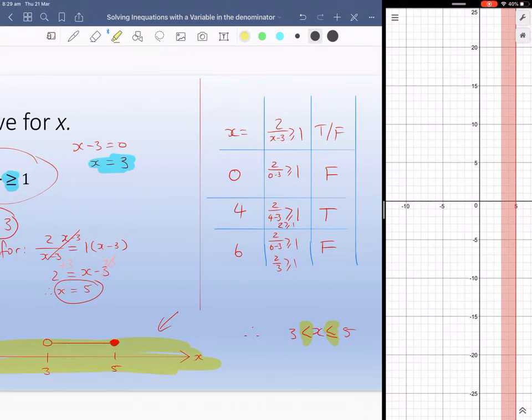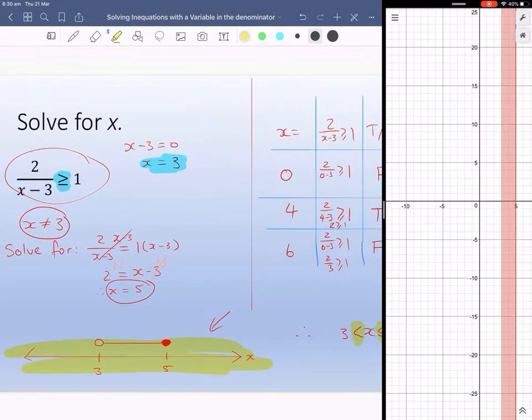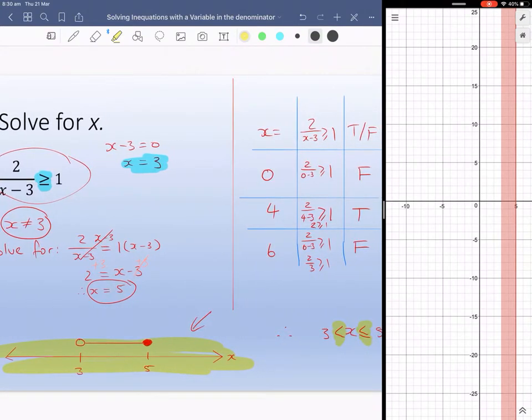Anyway, I hope this helps. So this is solving inequalities using the critical values method.